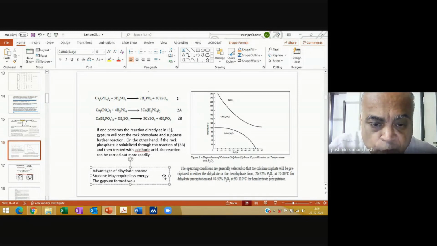But in terms of the advantage, the gypsum form would be a thermodynamically more stable form, and it would probably be cooling and easier to filter.